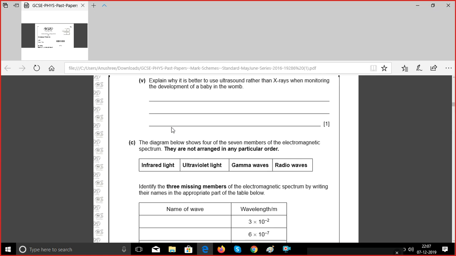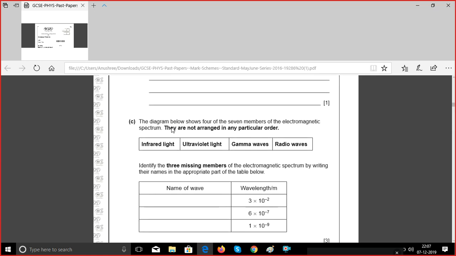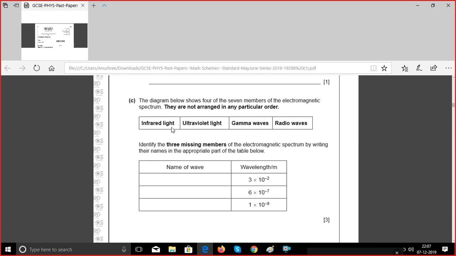Now question C. The diagram below shows four of the seven members of the electromagnetic spectrum. They aren't arranged in any particular order. Identify the missing members of the electromagnetic spectrum by writing their names in the appropriate part of the table below. The first one is microwaves.